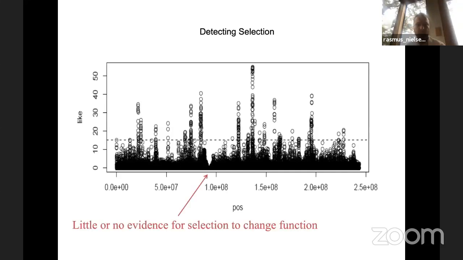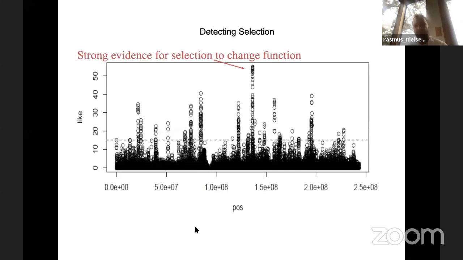Okay. So in this plot, as you can see, a little valley here shows little or no evidence for selection, so no change in function. And then if you have a peak like that, that shows strong evidence for natural selection.